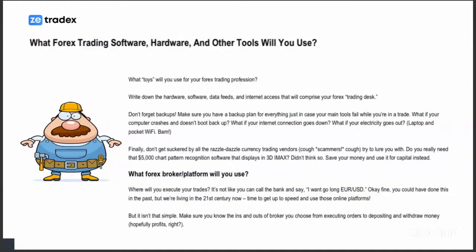You know, where will you execute your trades? It's not like you can call the bank and say, I want to go long on the Euro USD, but it isn't that simple.